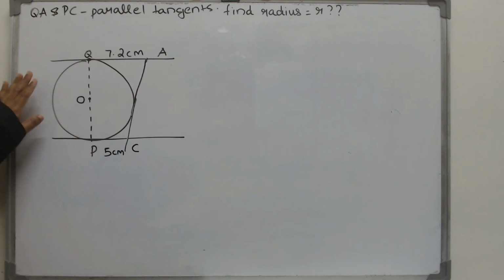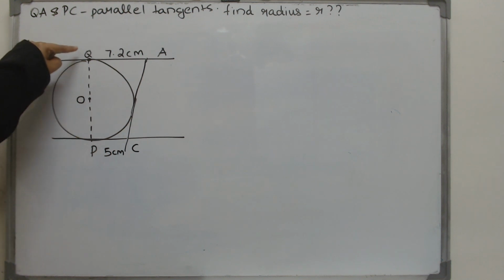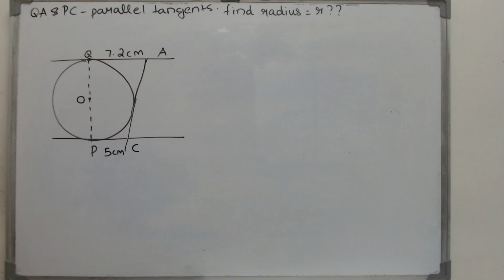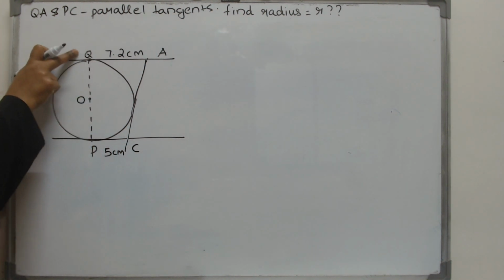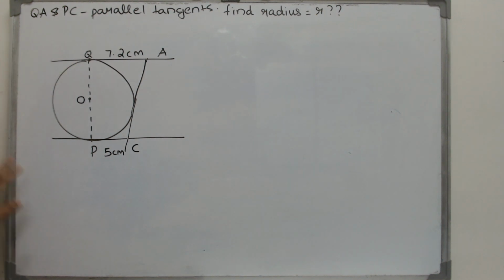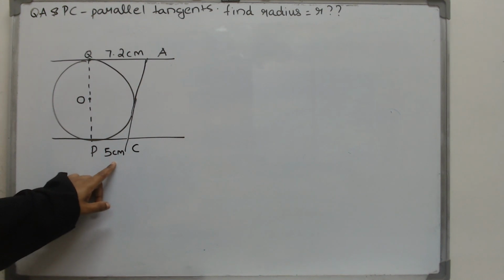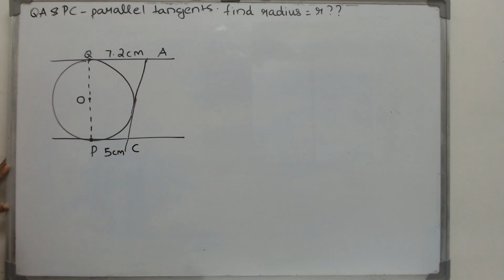Here we are given a circle with its center at the point O, a tangent QA of length 7.2 centimeters, and the point of contact with the circle is this point Q here. Another tangent PC of length 5 centimeters, and its point of contact here is at the point P.